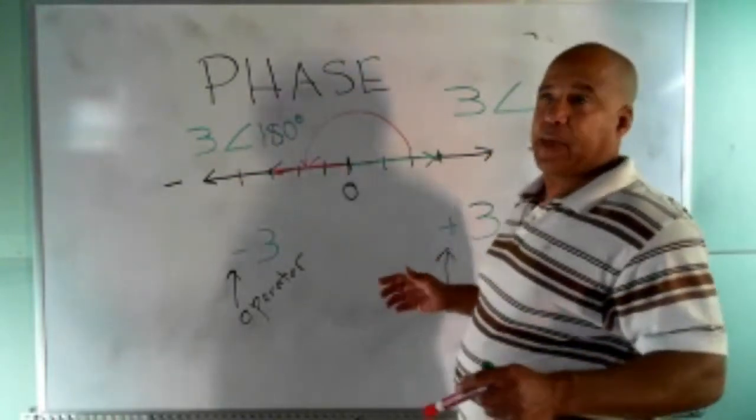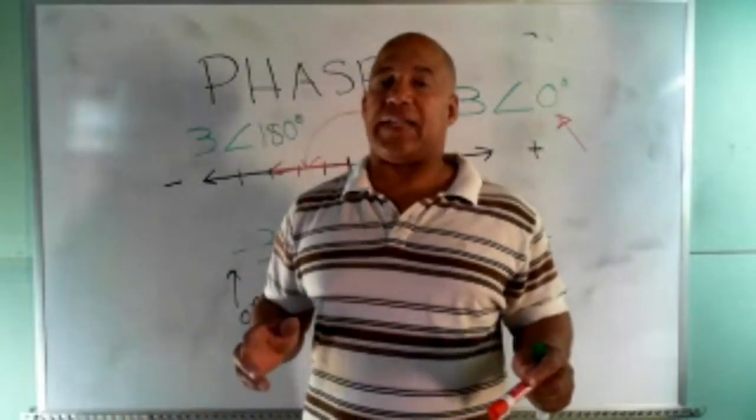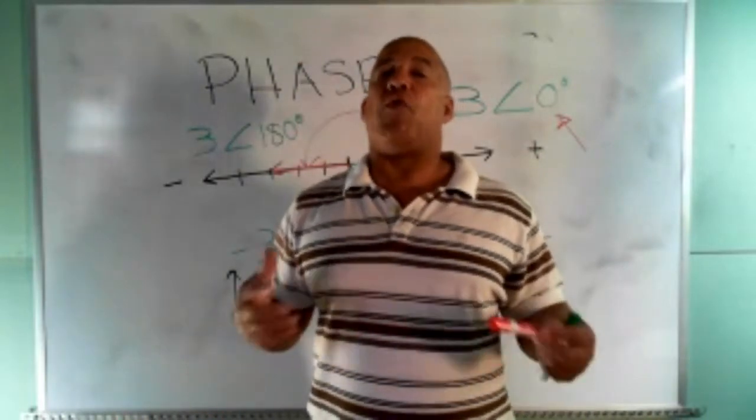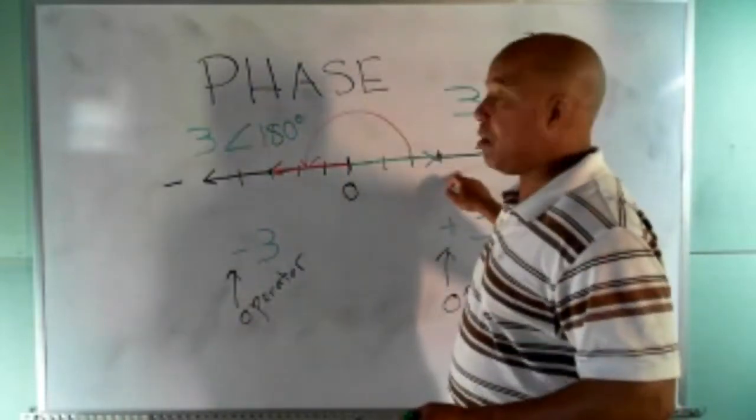That's okay. The problem is, as you'll discover real soon, that in AC, there are quantities that exist in nature that don't have a phase of 0 or a phase of 180.